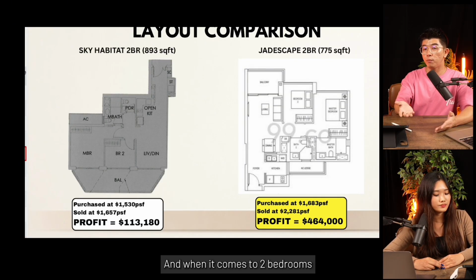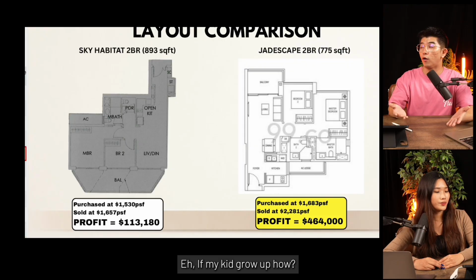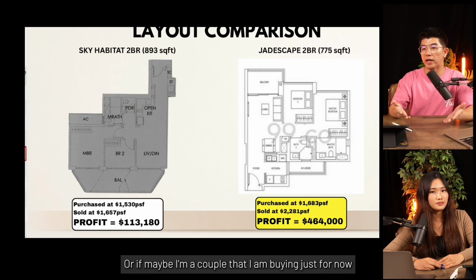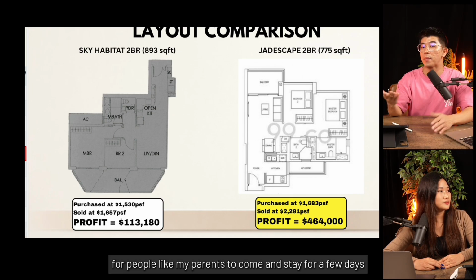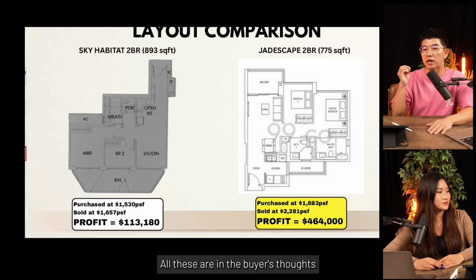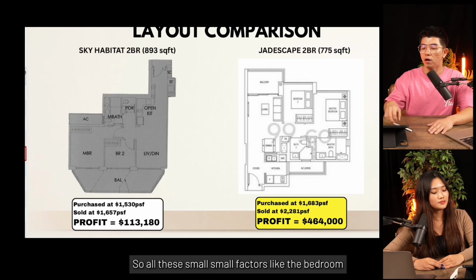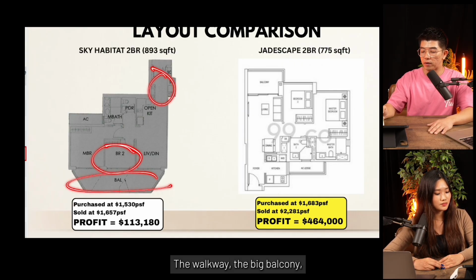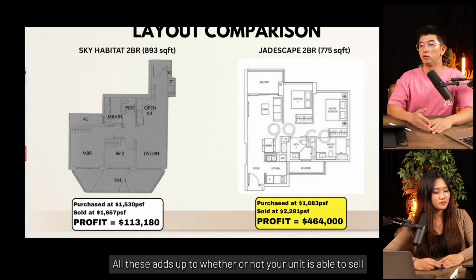And when it comes to 2 bedrooms, people that go in might even consider, if my kid grows up, I need a bigger space, right? Or if I'm a couple buying just for now, what if next time I need space for my parents to come and stay for a few days? All these are in the buyer's thoughts when they buy a certain unit. So all these small factors like the bedroom, the walkway, the big balcony, all add up to whether or not your unit is able to sell.